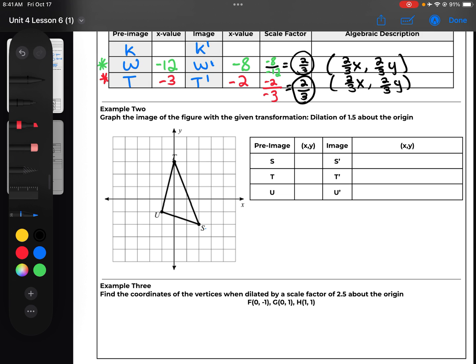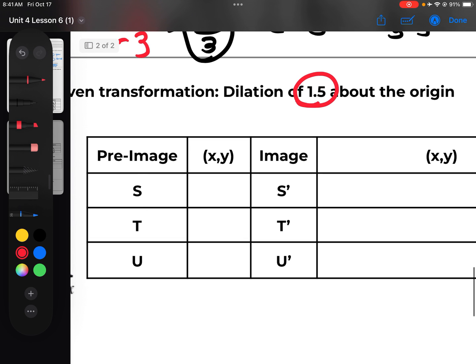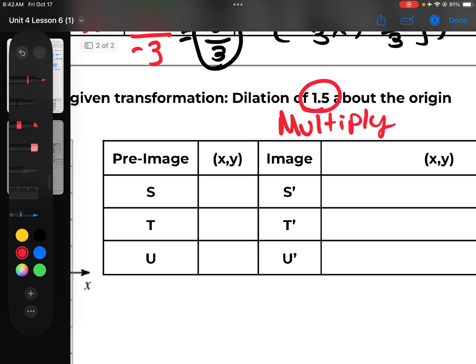Example 2, graph the image of the figure with the given transformation. Dilation 1.5 around the origin, okay? The dilation is the scale factor. So this is the number that we need to multiply the coordinates by to get the answer.